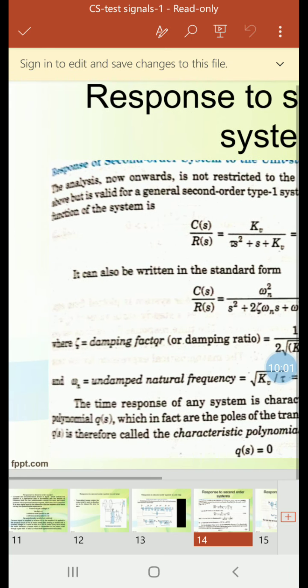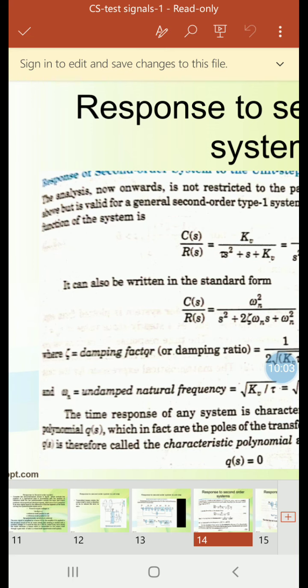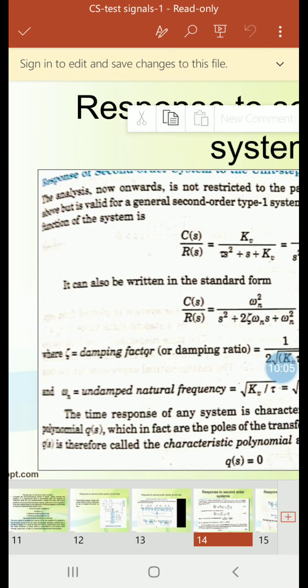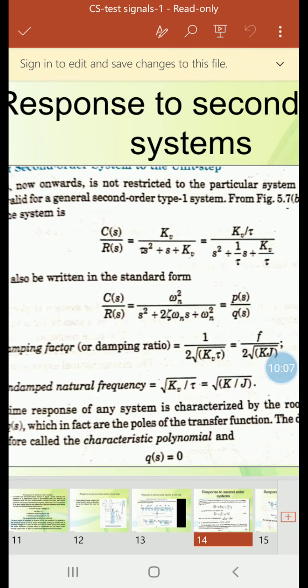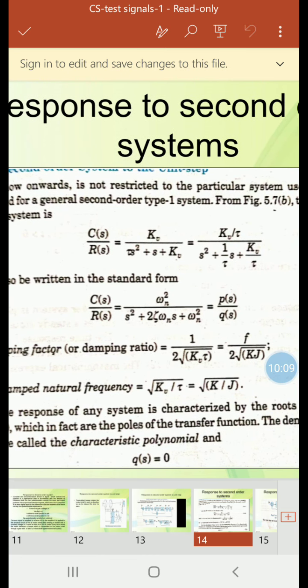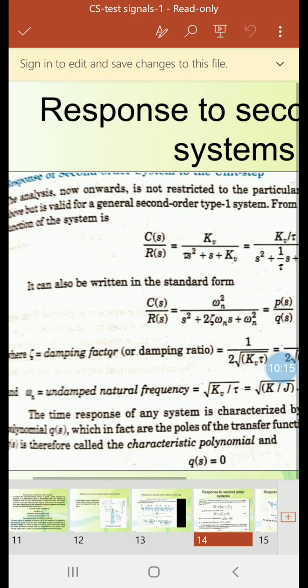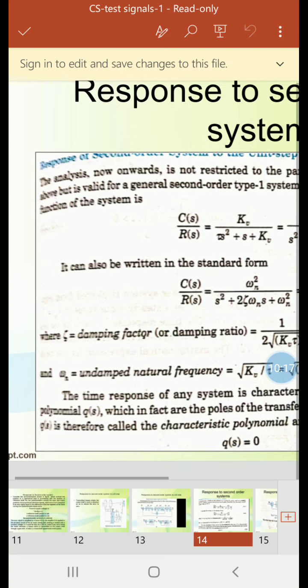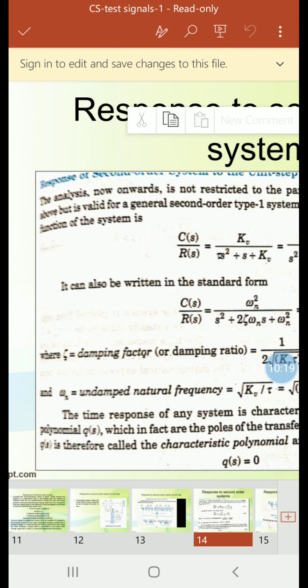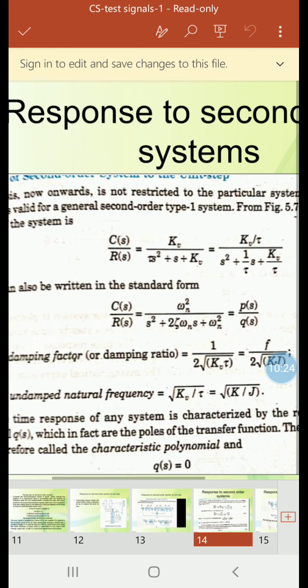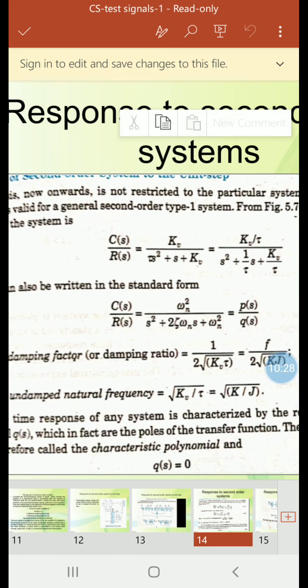Here zeta is the damping factor, or damping ratio, and it is equal to 1 divided by 2 root of Kv tau, which is equal to F divided by 2 root of KJ. And omega n is the undamped natural frequency, which is given by root of Kv by tau, which is equal to root of K by tau.